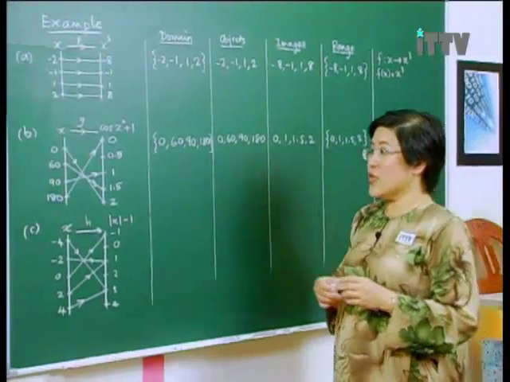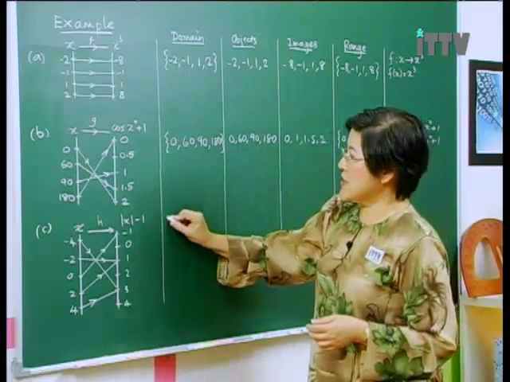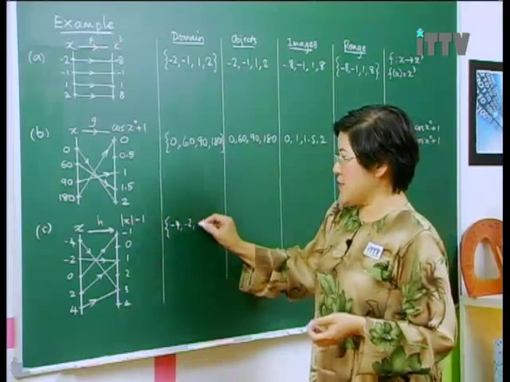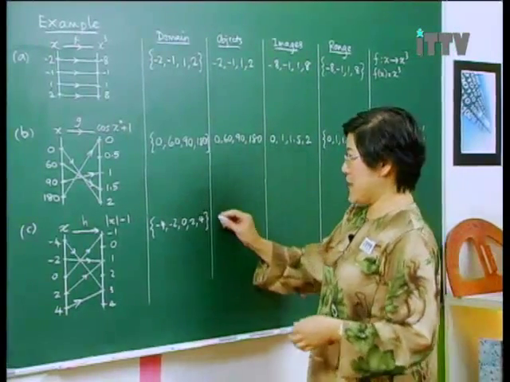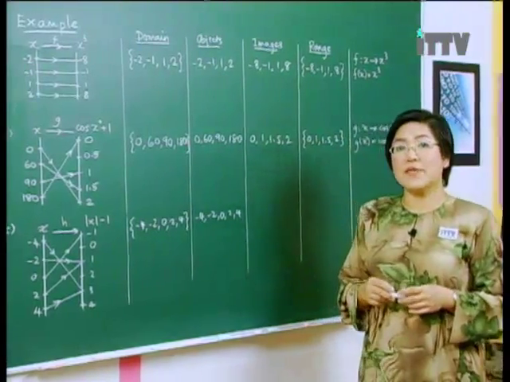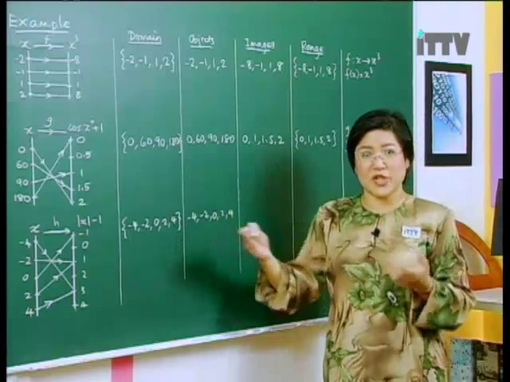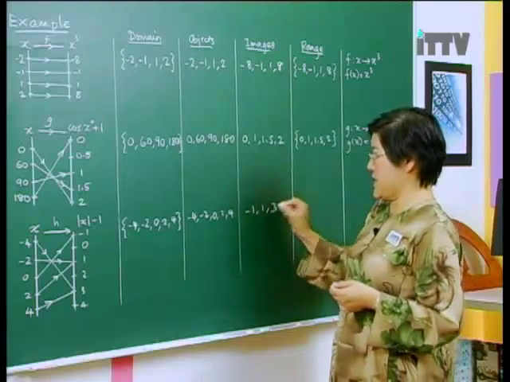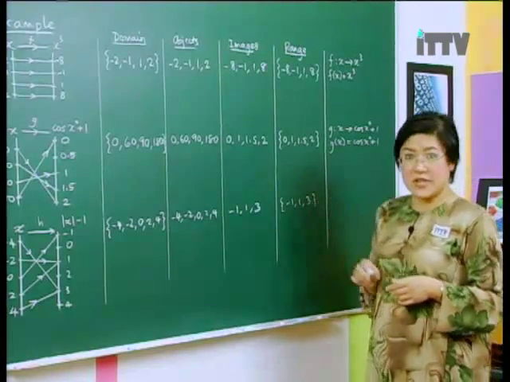Shall we go to part C now then? Let's take a look at what the domain, objects, images, and range for part C are. Over here in the domain, we have 5 numbers which are -4, -2, 0, 2, and 4, giving us those same 5 values as the objects. However, the images only turn out to be 3 values, simply because of the function involved. And so the images are -1, 1, and 3, producing a range of -1, 1, and 3 in curly braces.